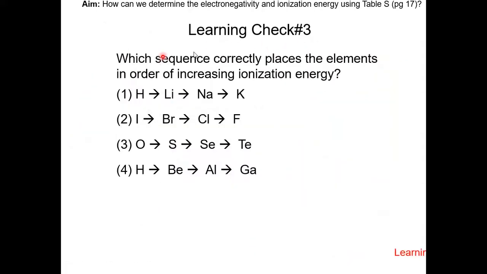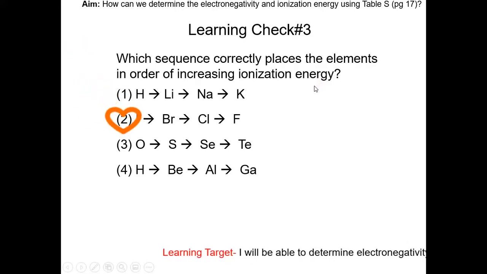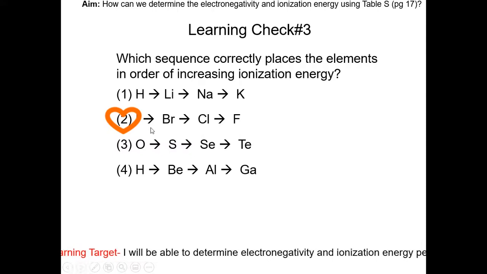Learning check number 3. Which sequence correctly places the elements in order of increasing ionization energy? Pause the video and resume once you have the answer. Okay, so the answer is choice 2. If you don't have the trends memorized, you can always use Table S and look up the ionization energy of each element.